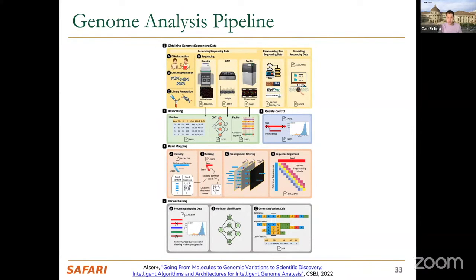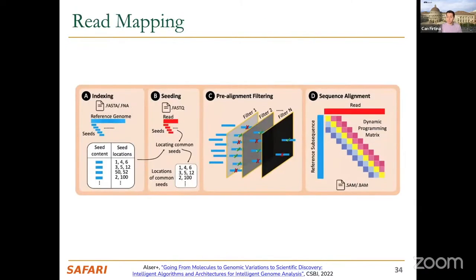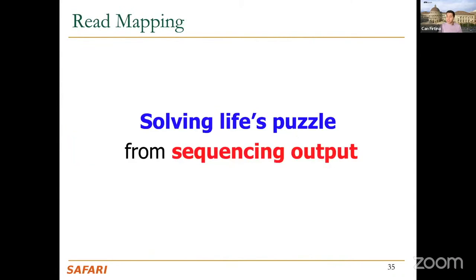And this way, PacBio can produce longer reads with slightly less accuracy compared to Illumina. In the next step, we're going to be focusing on read mapping, which essentially is solving life's puzzle from the sequencing output, where we're going to be looking at the algorithms used for figuring out where each DNA fragment, or where each read, may be coming from in the genome itself. We're going to see what the algorithms are and what the data structures are to make this analysis practical and faster. So this is the topic for next week.